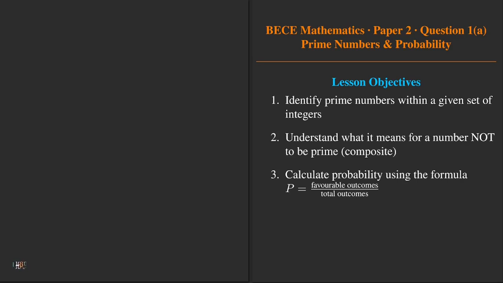By the end of this lesson, you should be able to identify prime numbers within a given set of integers. Secondly, you should be able to understand what it means for a number not to be prime. And then you should be able to calculate the probability using the formula P equals favorable outcome all over total outcome. Without much ado, let's quickly look into it.